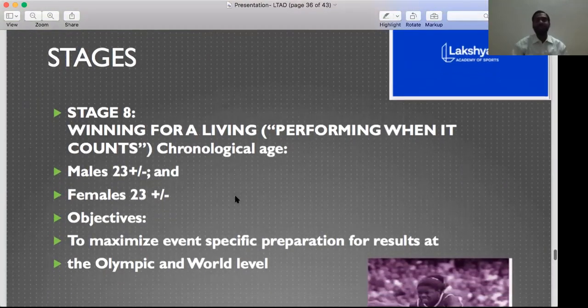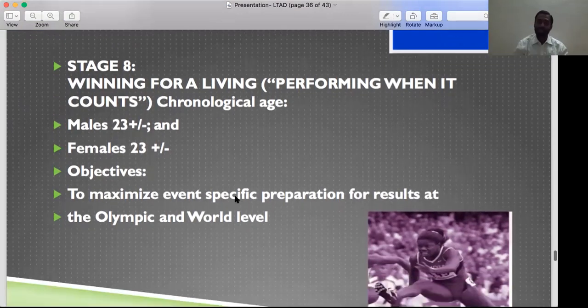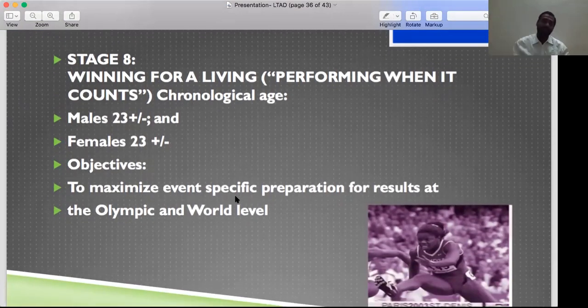And then stage 8 is winning for a living. I'm already a professional athlete. Everything revolves around that particular sport. It could be anyone, males 20, females 23 and above.